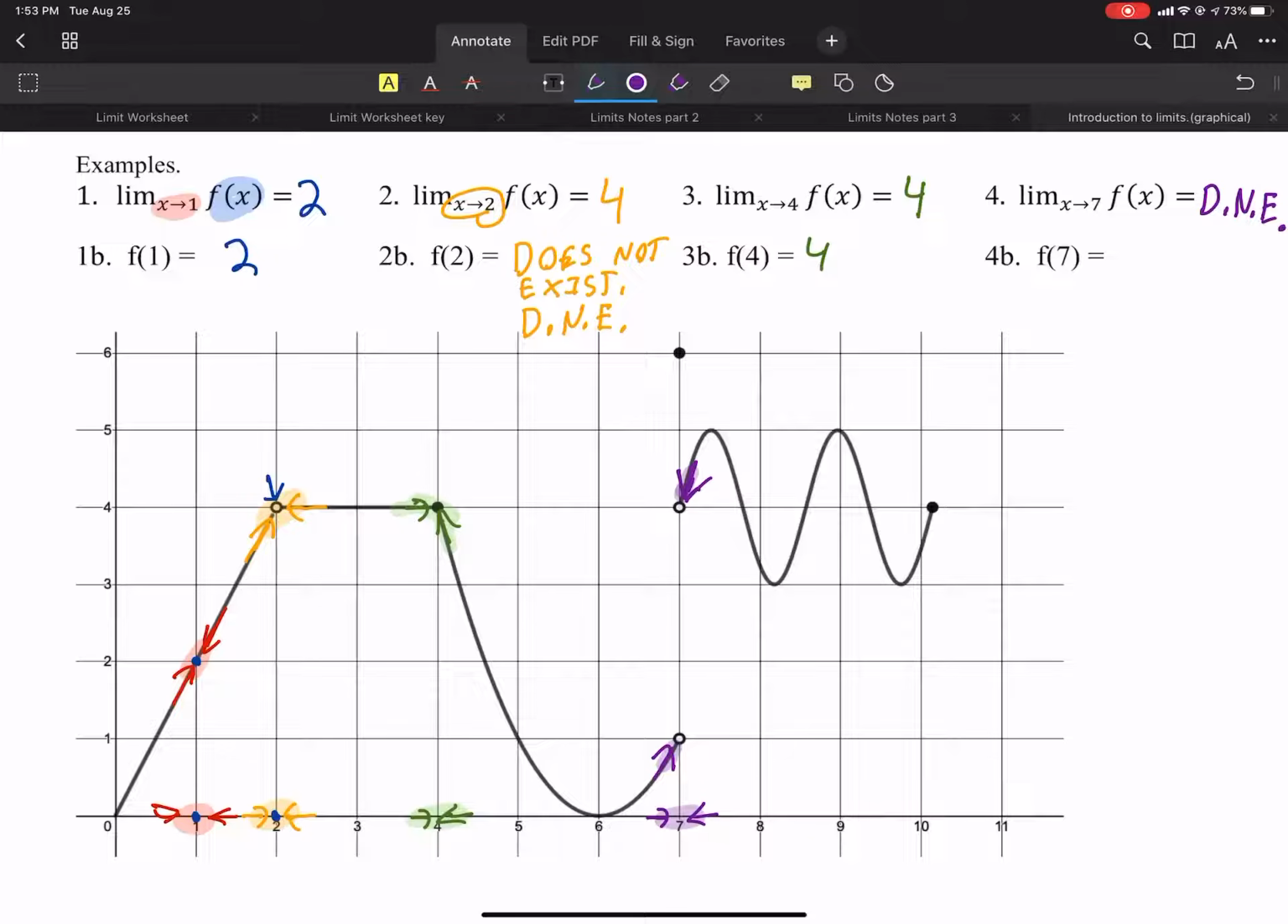Hopefully that makes sense to you, because we have to get really, really close to a number. If I asked you, as I approach 7, what do I get really close to? You can't say 4, because from the left, I don't get really close to 4. And you can't say 1, because from the right, I don't get really close to 1. So therefore, I don't approach any number, so I don't have a limit. But at 7, the graph exists at 6. So f of 7, I would say, is 6. Hopefully you did well on that. If you were confused on any of those, you can ask me questions tomorrow.